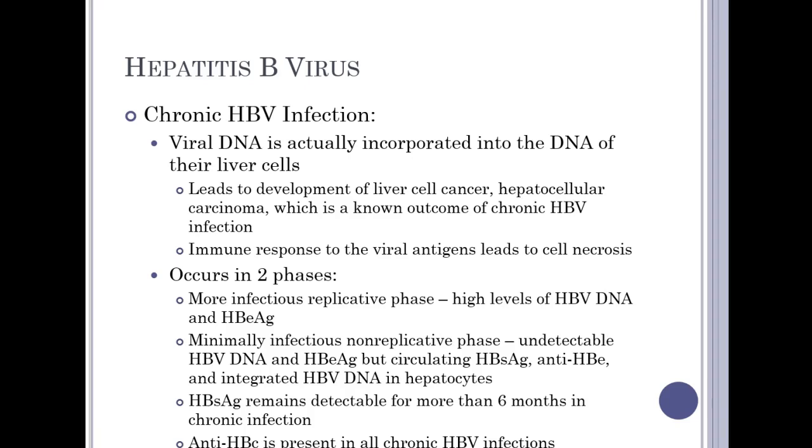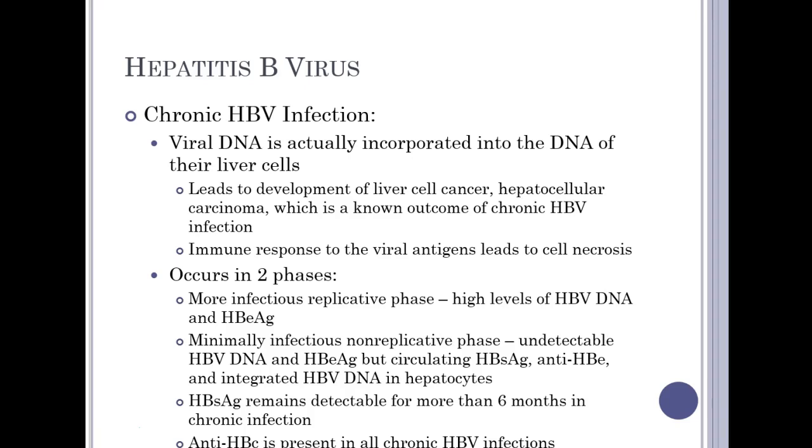This chronic hepatitis B infection occurs in two phases. There's a more infectious replicative phase where we see high levels of the hepatitis B virus DNA itself and the hepatitis B E antigen. Then we have a minimally infectious non-replicative phase, with undetectable hepatitis B virus DNA and hepatitis B E antigen. You can't detect those, but we do see some hepatitis B surface antigen, anti-hepatitis B E, and some hepatitis B virus DNA in the hepatocytes themselves, those liver cells.